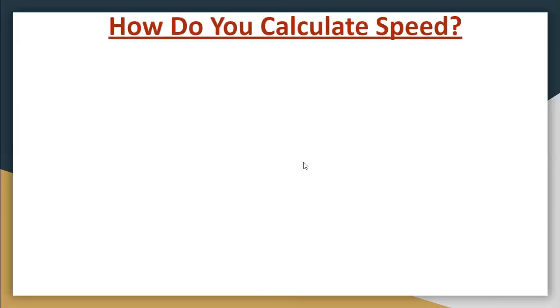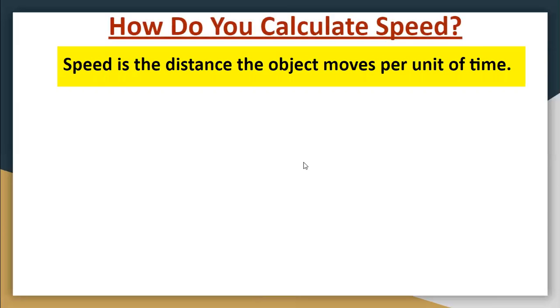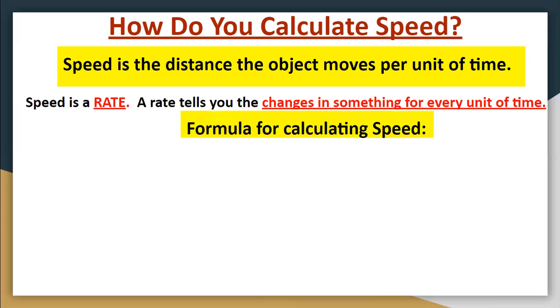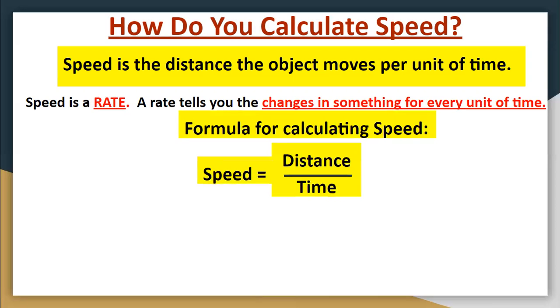How do you calculate speed? First, we have to know what it is. So speed is the distance the object moves per unit of time. So speed is a rate. A rate tells you the changes in something for every unit of time. So the formula for calculating speed is speed equals distance divided by time. Distance divided by time.